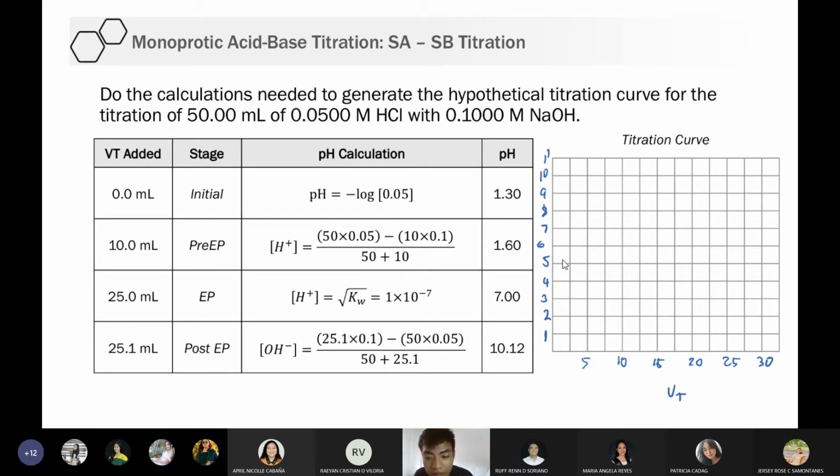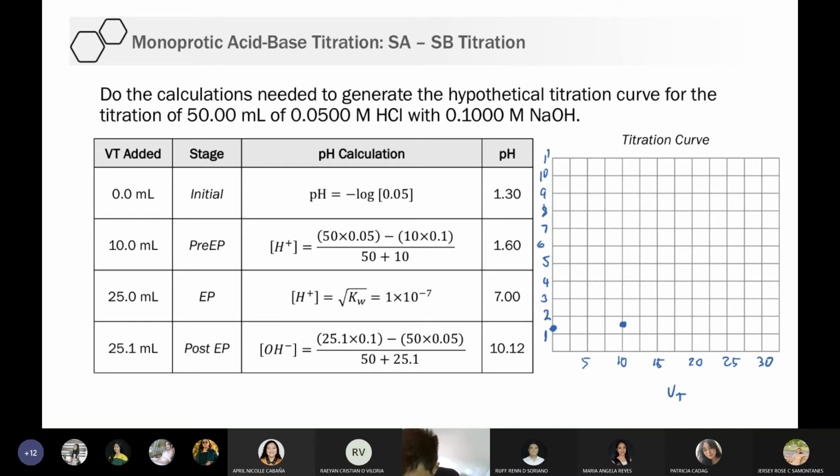Again, pag gagawa kayo ng titration curve, on the vertical axis, you have the pH. On the horizontal axis, you have the volume of titrant. Okay, sa x-axis ang volume ng titrant. So, i-graph ko yan. Initial, 1.3, somewhere here. 10 ml, 1.6, somewhere here. 25, 7 yun. So, dito yun.